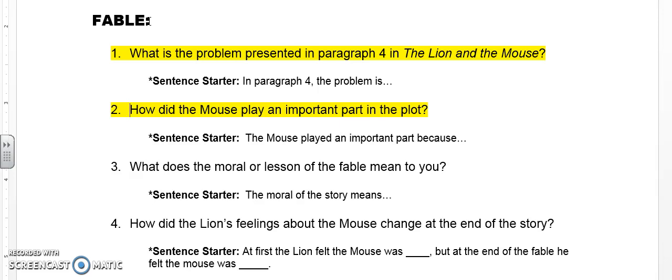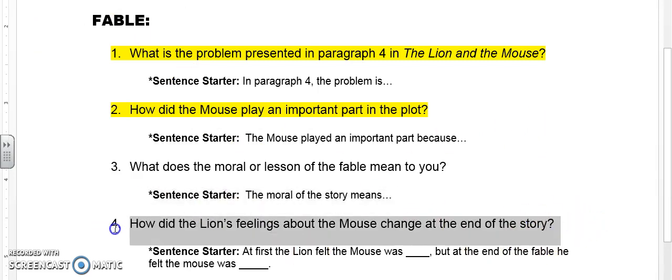Is the mouse playing a part in the rising action that leads up to the problem that the lion faces? Is the mouse part of the solution for the problem that the lion is going to face? And if he is, how does the mouse help the lion solve the problem? Okay, so that's what question number 2 is asking you.